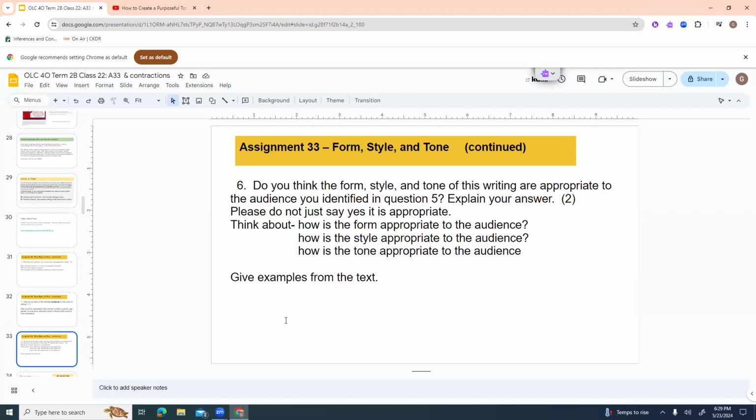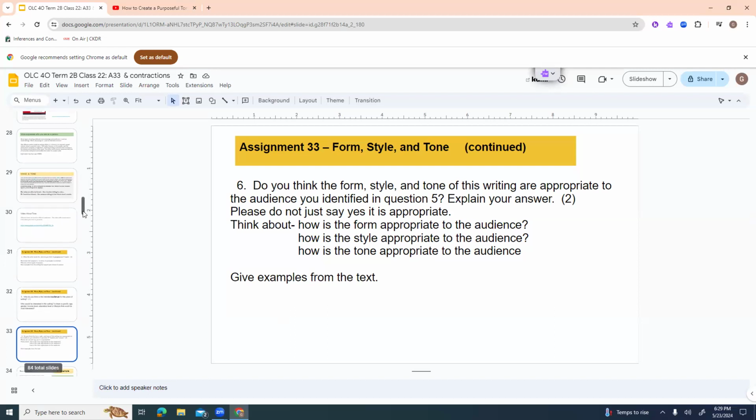And then number 6, do you think the form, style, and tone of this writing are appropriate to the audience you identified in question 5? Explain your answer. So please don't just tell me yes, it's appropriate. How is the form appropriate? How is the style appropriate? How is the tone appropriate? Give me some examples from the text.